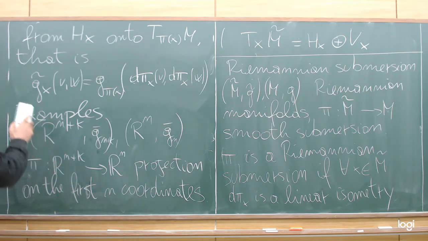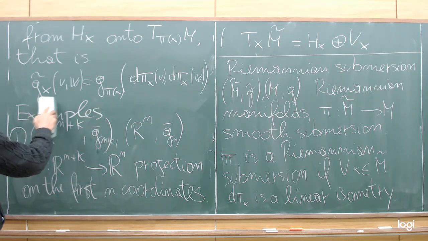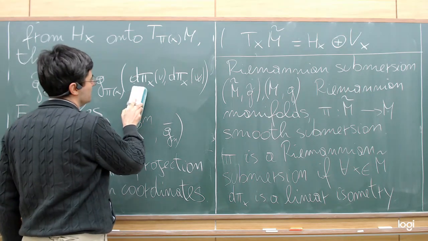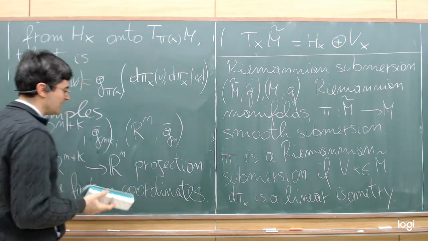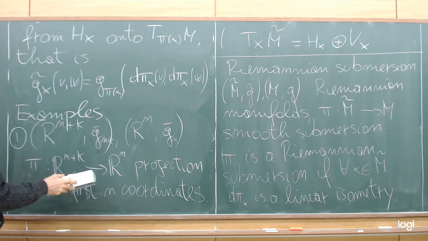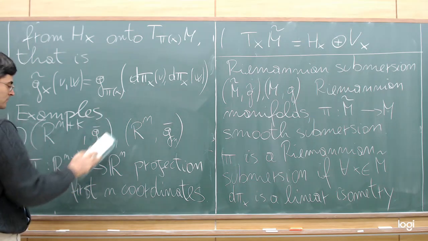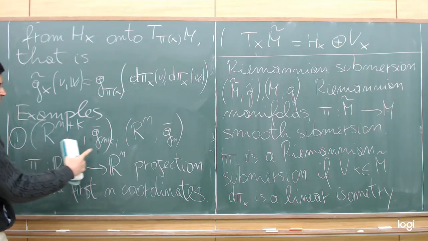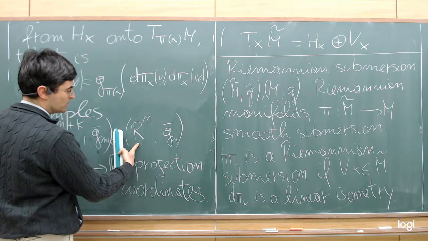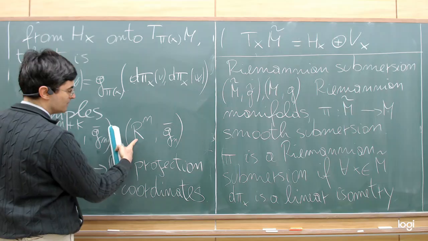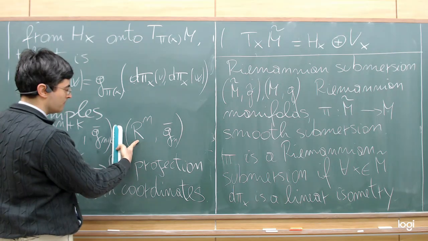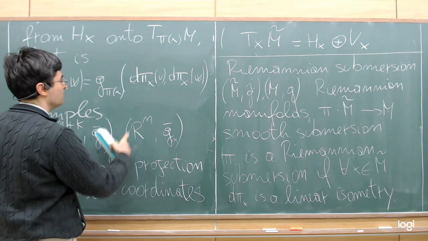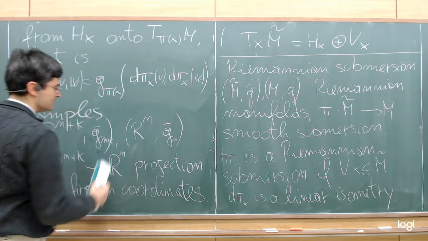Why? Because G tilde and G are the Euclidean metric, and in this case d pi x v is nothing but the restriction of a tangent vector to this space to a tangent vector in T pi x R^n.